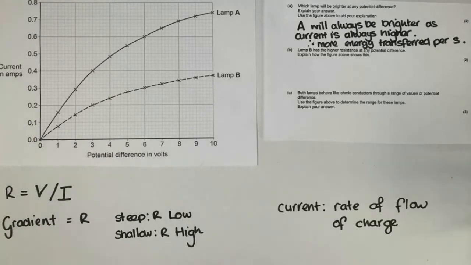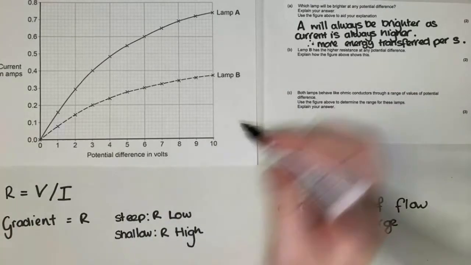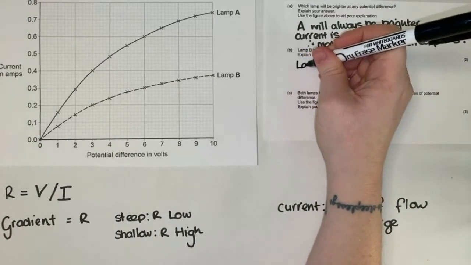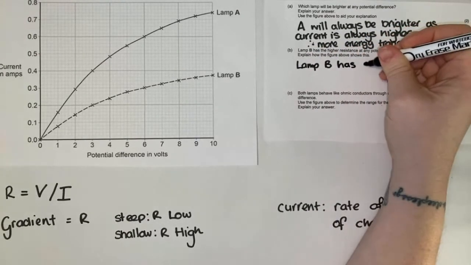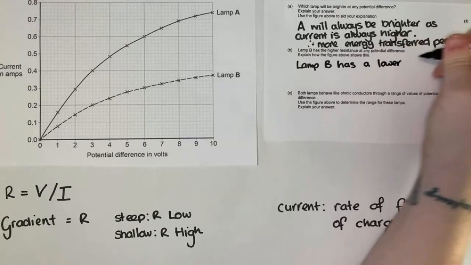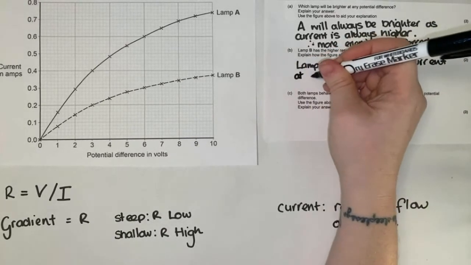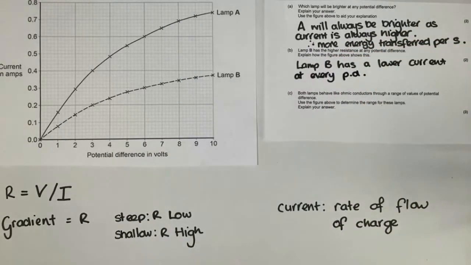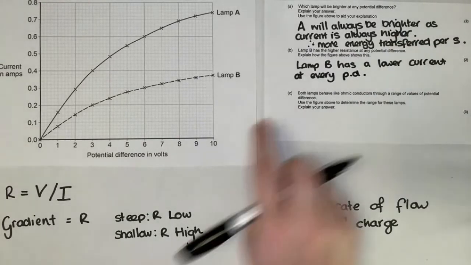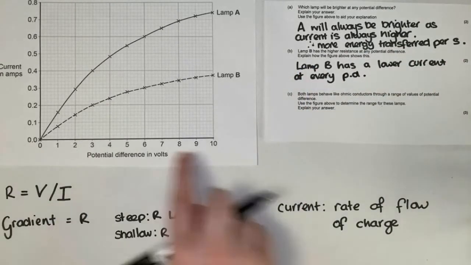So to explain this here, we would say that lamp B has a lower current at every potential difference. So that would cover our first and second marks, because we're saying that it's true for every position on the graph.